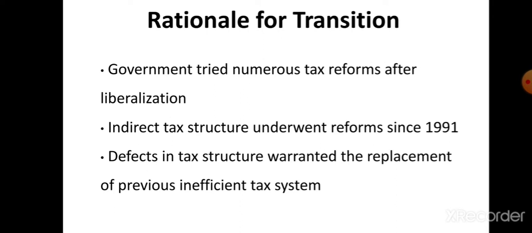Rationale for transition. Here the government tried numerous tax reforms after liberalization. The indirect tax structure underwent reforms since 1991. Defects in the tax structure warranted the replacement of the previous inefficient tax system. The tax reform was initiated in the year 1991, and since then, many changes were adopted following the economic crisis.